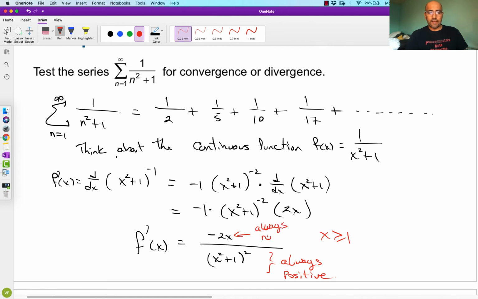Always negative for this. It can be positive once we start inputting negative values of x, because a negative times a negative equals a positive. But we're only interested in x being greater than or equal to 1. So always negative. Therefore, we've established the derivative is always negative. Therefore, the original function is decreasing.